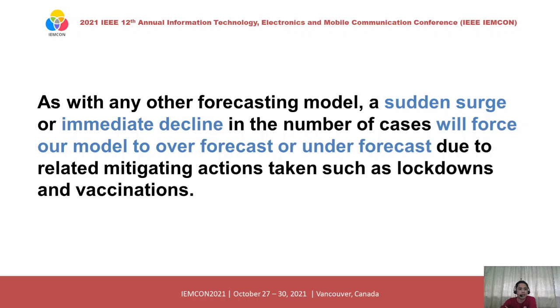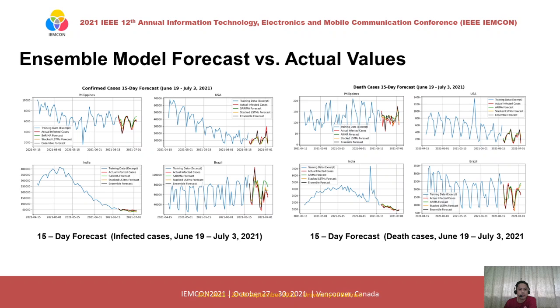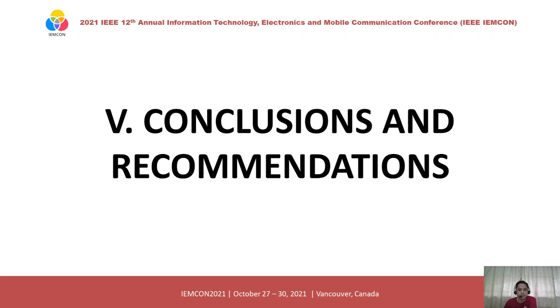Again, for the limitation, as with any forecasting model, a sudden surge or immediate decline in the number of cases will force our model to over forecast or under forecast due to the related mitigating actions taken, such as lockdown and vaccination. Here is our graphical representation of prediction. As you can see, the ensemble model outperforms the standalone models of ARIMA and the deep learning model of stacked long short-term memory for a 15-day forecasting horizon.